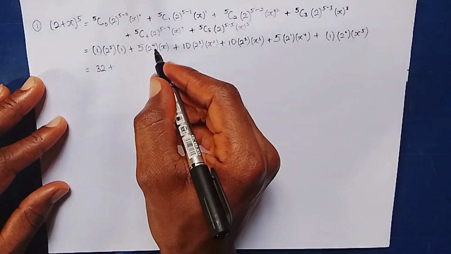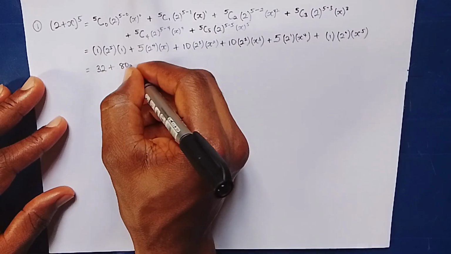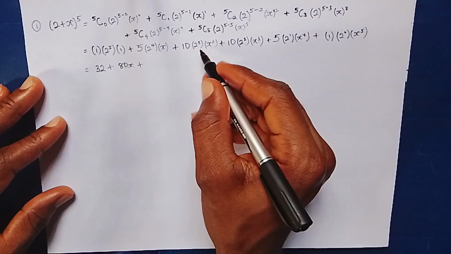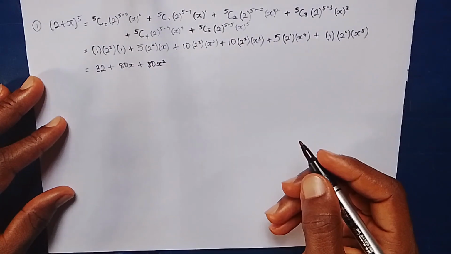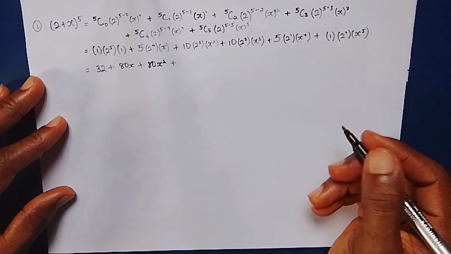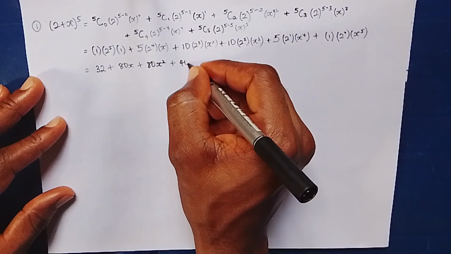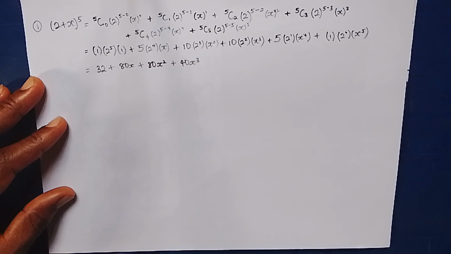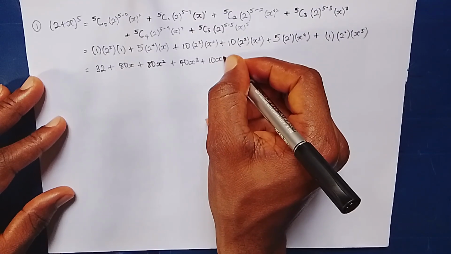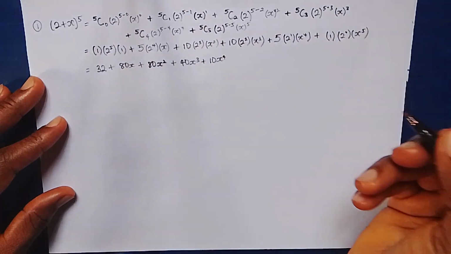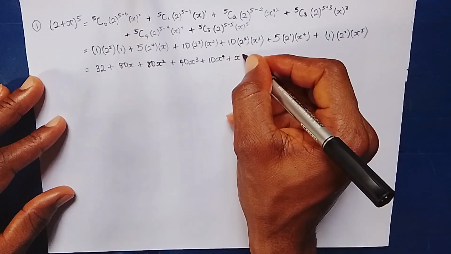Plus 2 raised to the power 4 is 16, 16 times 5 is 80, 80 times x, we have 80x. Plus 2 raised to the power 3 is 8, 8 times 10, and we have 80x squared. Plus 2 raised to the power of 2 is 4 times 10, we have 40x cubed. Plus 2 times 5, 10x raised to the power 4. Plus 2 raised to the power 0 is 1 times 1 times this, and we have x raised to the power 5.